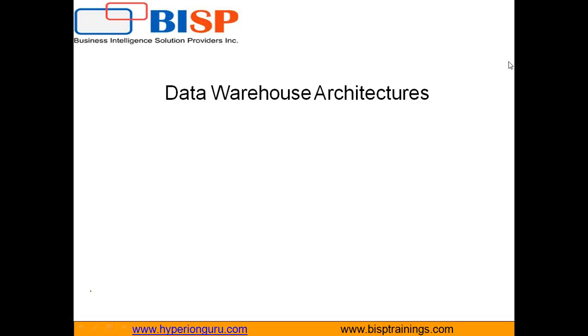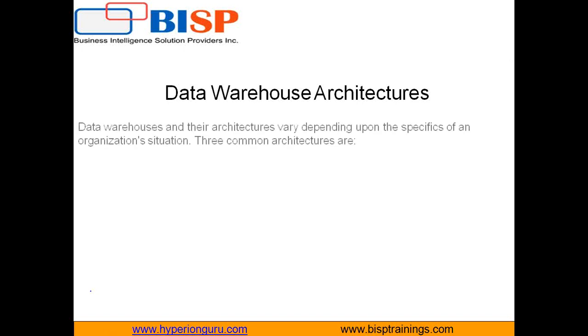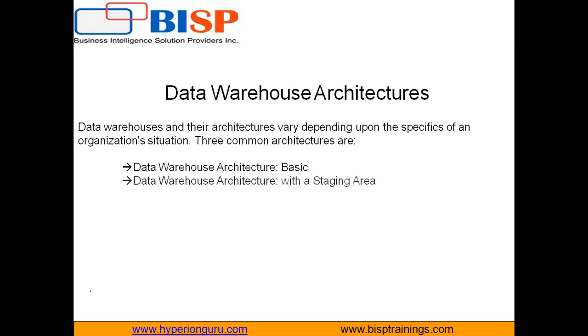Next is, what are the architectures that we normally follow in a data warehouse? There are commonly 3 types of architecture that we follow in a data warehouse. One is the basic one. The next one is data warehouse with a staging area. We will discuss what a staging area is. The next is data warehouse with a staging area and a data mart.